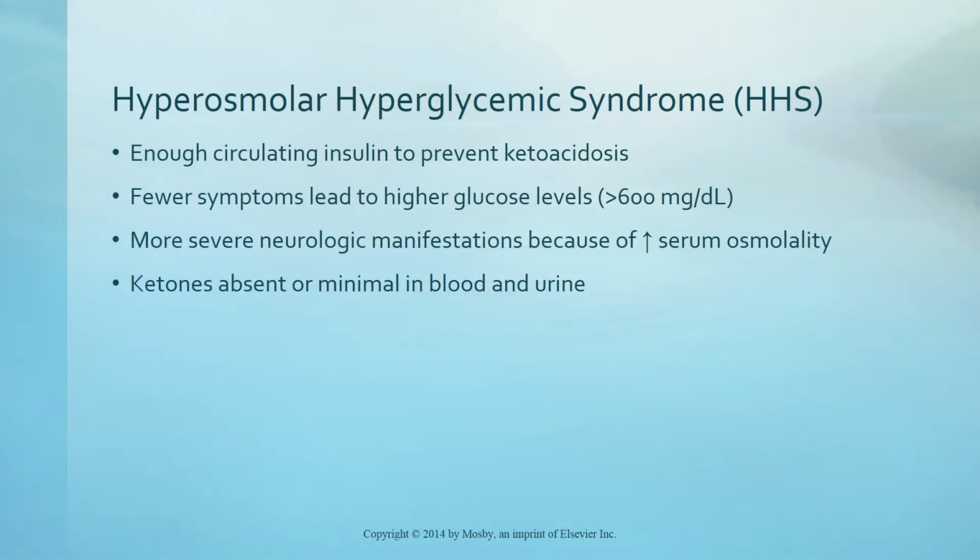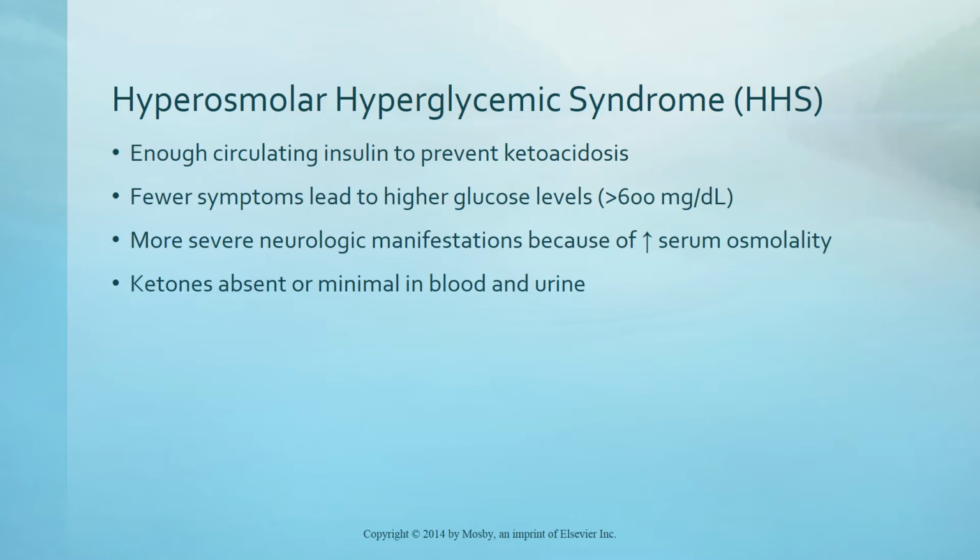And then here's a little bit more on HHS. The main difference, as I talked about, is that HHS will usually have enough circulating insulin to prevent ketoacidosis. HHS will produce fewer symptoms in the earlier stages, so that's why blood glucose levels will climb so high, because the problem is not recognized early. The higher blood glucose levels increase serum osmolality and produce more severe neurologic manifestations. They'll be somnolent, with coma and seizures.